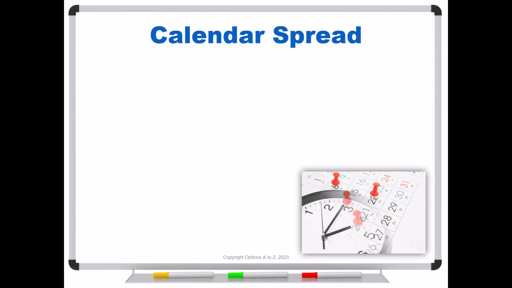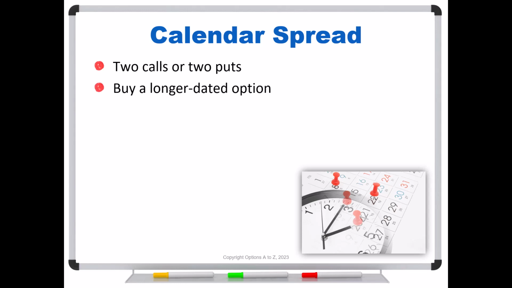So first off, what is a calendar spread? Many of you know it, many of you don't. Let's take a closer look at what this strategy is. You're going to use either two calls or two puts, not one of each. You're going to buy a longer dated option and you will sell a shorter dated option with the same strikes. So that's the key. You're buying the longer dated one, selling the shorter dated one with the same strikes. So what you're spreading off or separating are the months.